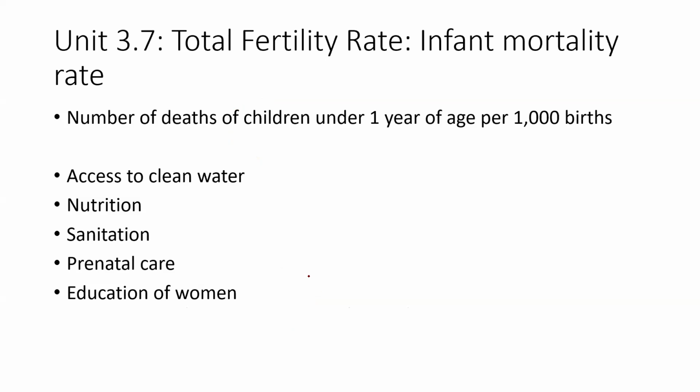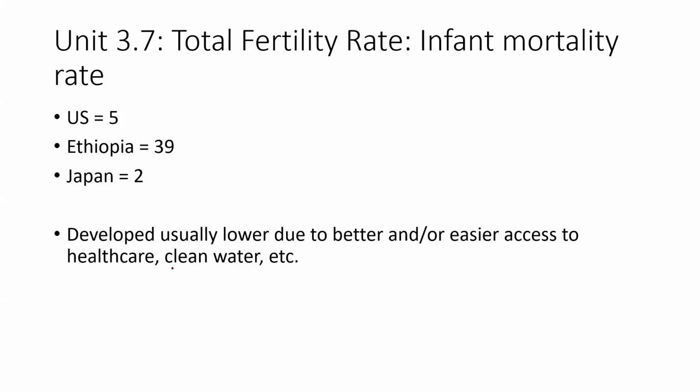Number of deaths of children under 1 year of age per 1,000 births is our infant mortality. And infant mortality is related to a lot of the same stuff that total fertility is related to. Number 1 of those is education of women. Also, a lot of these nutrition and health things: access to clean water, nutrition, sanitation, those are all going to affect our infant mortality rate, and then prenatal care. And prenatal care is usually related to that age at first childbirth. Women who have their children later in life tend to have access to better prenatal care.